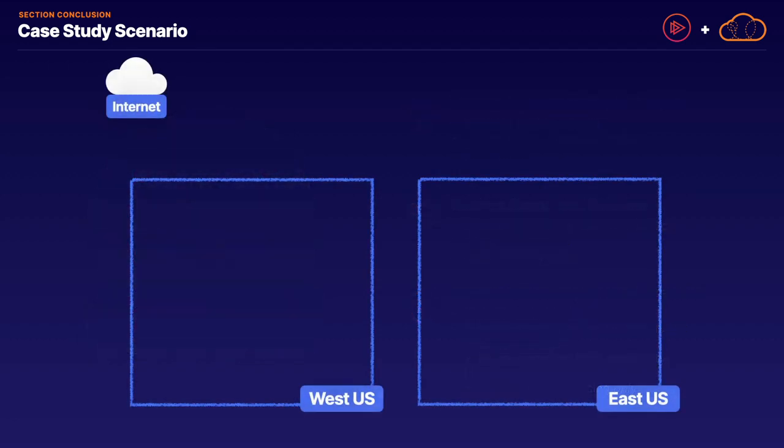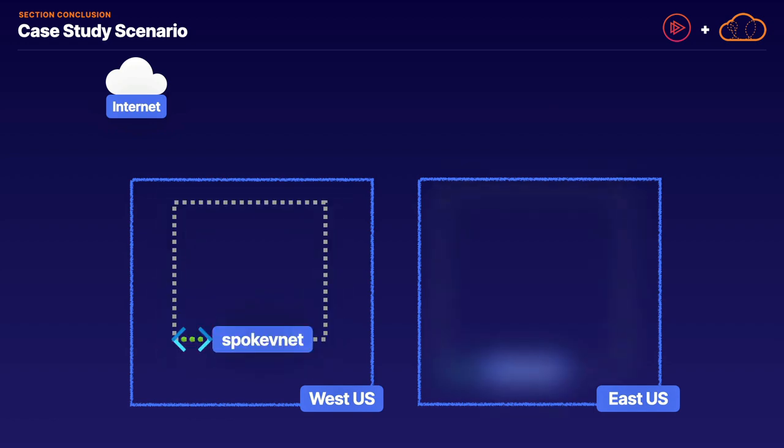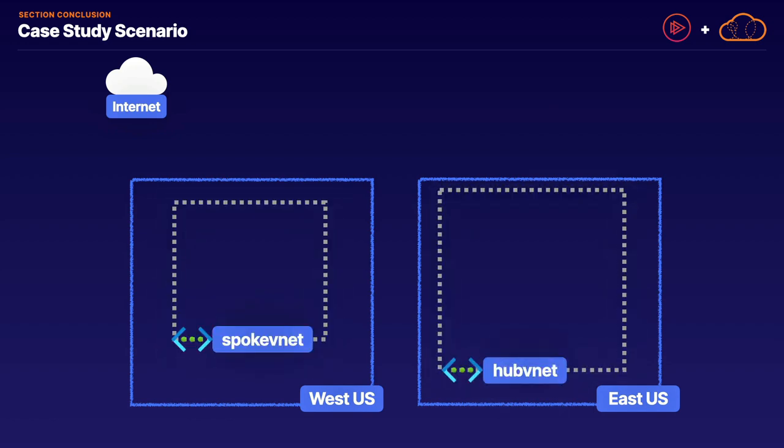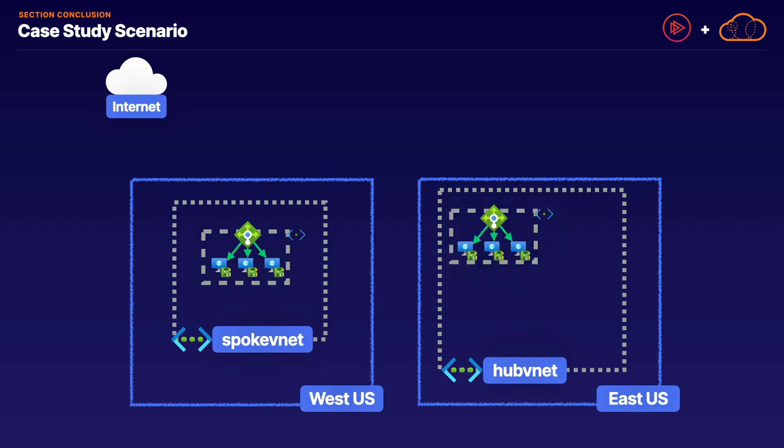Here we have two different regions, West US and East US, inside of the Azure Cloud. And in each of these regions, we have resources deployed. In West US, we have a Spoke VNet, and inside of East US, we have our Hub VNet. In our Spoke VNet, we have an Azure Load Balancer that is public-facing, balancing potentially to VMs or VM scale sets in its backend pool. And then we have the same thing inside of our Hub VNet, again, a public Azure Load Balancer balancing to VMs or VM scale sets.